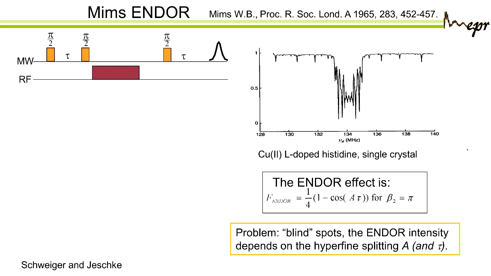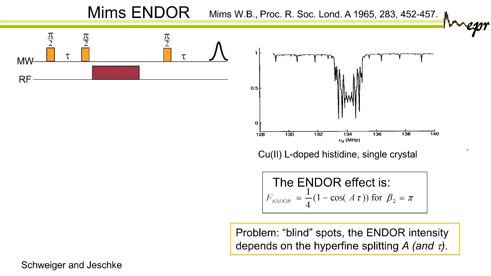So this is just a single crystal of copper 2-doped L-histidine, and you see many proton lines, sharp lines. Of course, it's a single crystal. And for this sequence, you don't have to be selective, so you can give short pulses. So in principle, it's more sensitive, because if I give short pulses, I excite more spins for my whole envelope.